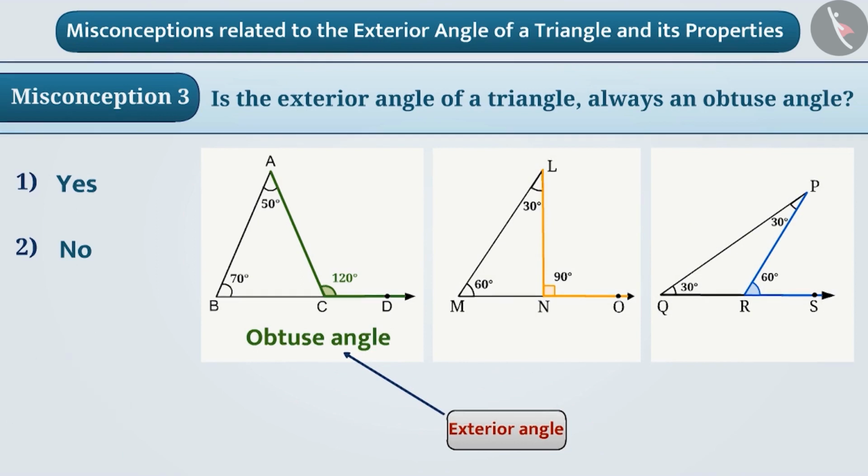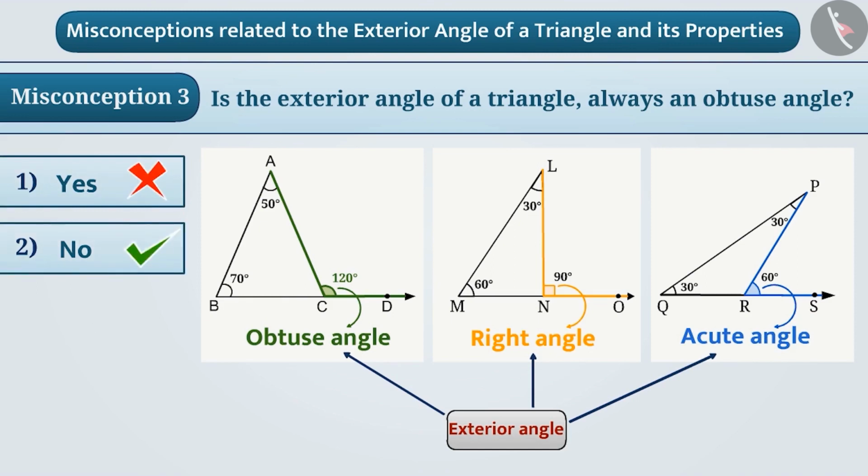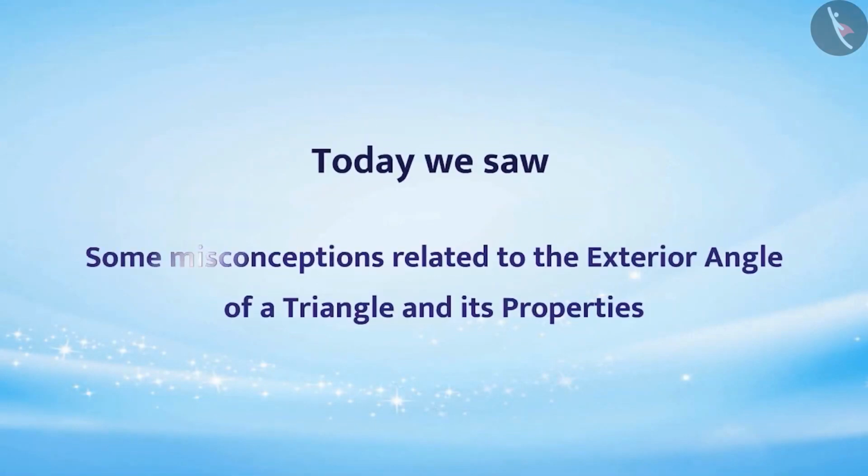You got it right. From this, you will observe that the exterior angle of a triangle can not only be an obtuse angle, but it can also be a right angle or an acute angle. Hence, option 1 is the wrong answer and option 2 is the correct answer. So today we saw misconceptions related to the exterior angle of a triangle and its properties.